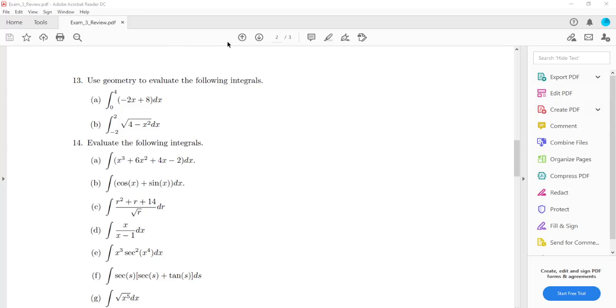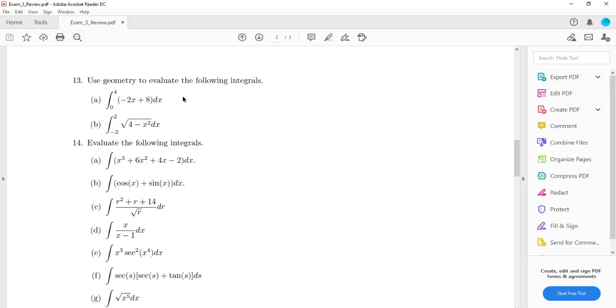Moving on to number 13, it's asking us to use geometry to evaluate the following integrals. What that's code for is that somehow if we draw these functions, we're going to get a shape that we know. And therefore we can just use geometry, the stuff we know from pre-cal and geometry, to figure out the areas. So here we have the integral of minus 2x plus 8 dx, integrate from 0 to 4.